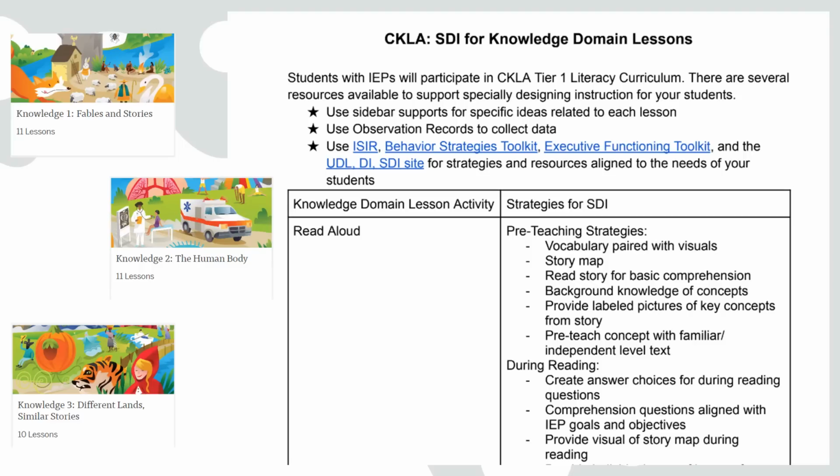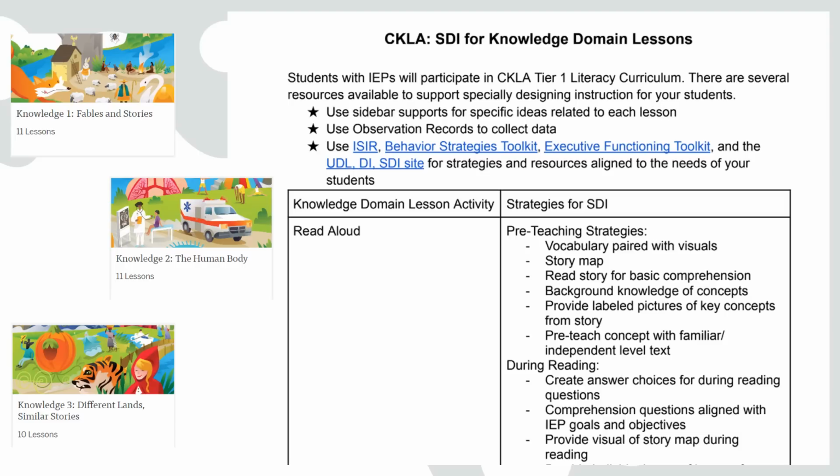The CKLA SDI for Knowledge Domain Lessons resource includes ideas for SDI strategies for activities typically found in knowledge lessons, including read-alouds, application and writing activities, and independent or partner reading. While this resource is not a comprehensive list of SDI strategies, it provides some ideas and starting points that may align to the needs of some of your students.